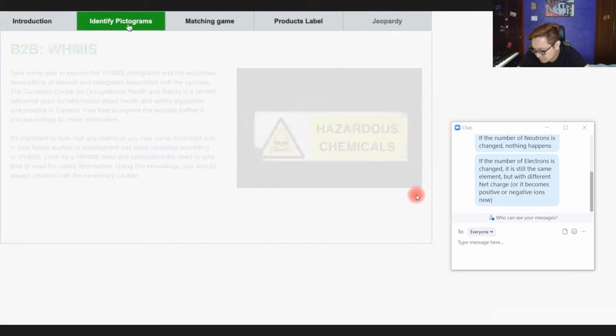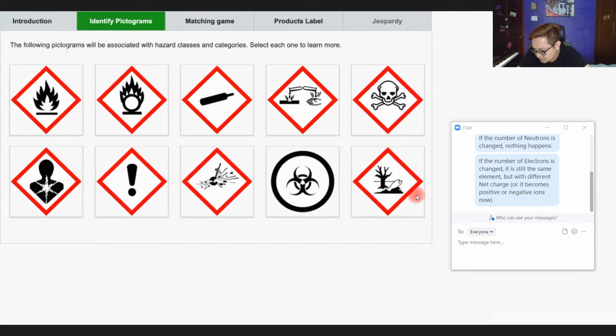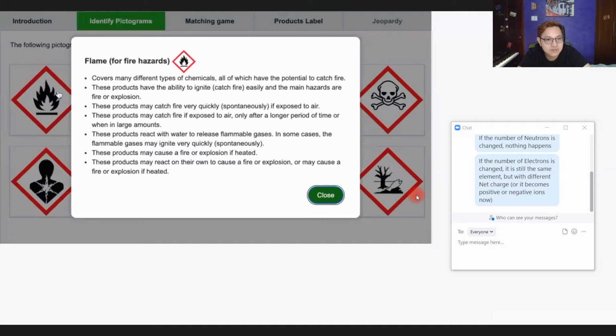The following pictograms will be associated with hazard classes and categories. Select one to learn more. Flame for fire hazard. We have inorganic and organic substances. Organic substances come from living things. Most organic substances are flammable, so they will burn if you're not careful. They catch fire easily. Okay, let's read it first.